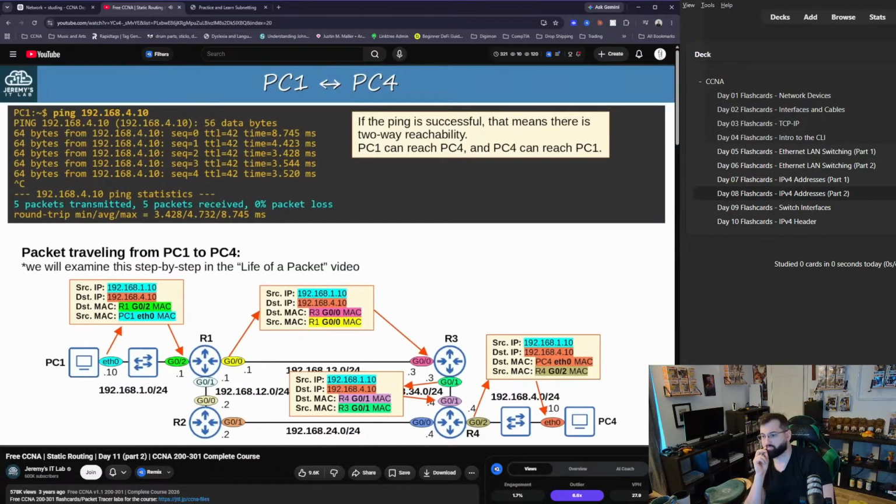This process is very important to understand, but as I said, we will cover it step by step in another video. For now, just understand that the source and destination IPs of a packet do not change throughout the journey, but each time the packet is de-encapsulated and re-encapsulated, the source and destination MAC addresses are different.